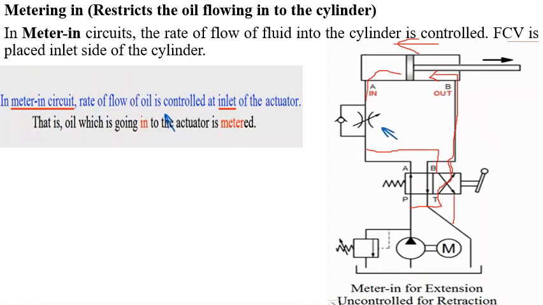Look at this. There is a free flow and it connects here. Some amount of the oil may flow through the flow control valve and connect to the main path towards the reservoir, like this. This is happening in the meter in circuit.